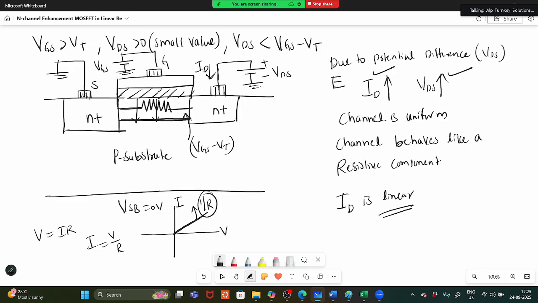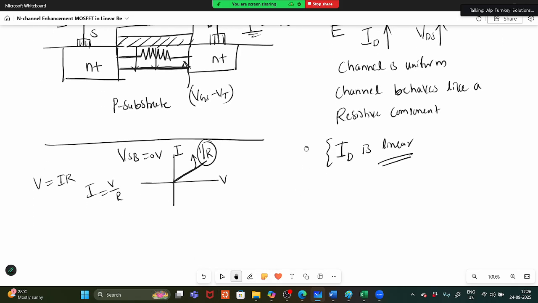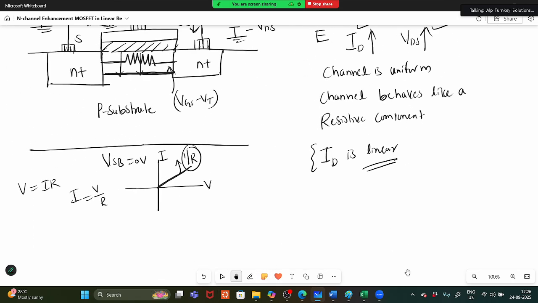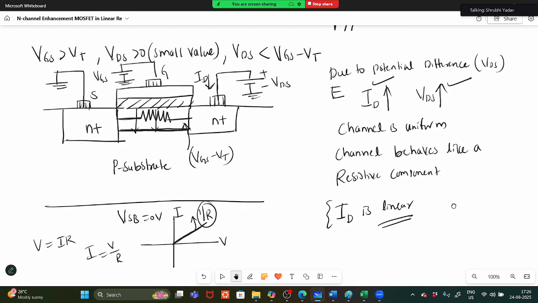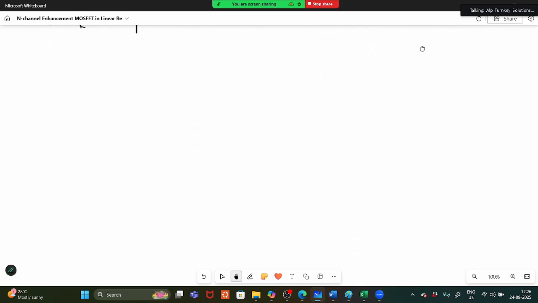So the channel acting as a resistive component means the current becomes linear. ID becomes linear. That's why we call it the linear region. In this I can draw the curve. So what is linear region? Did you understand this one? Any doubt in this? Yes, sir. So the channel is linear, and that is why we call it the linear region.